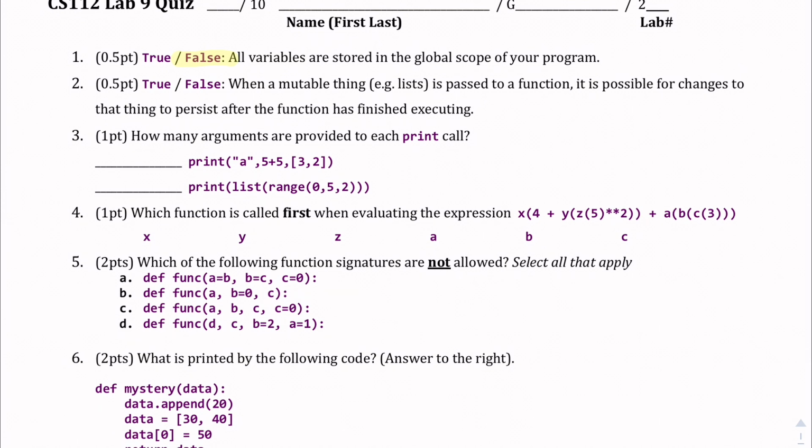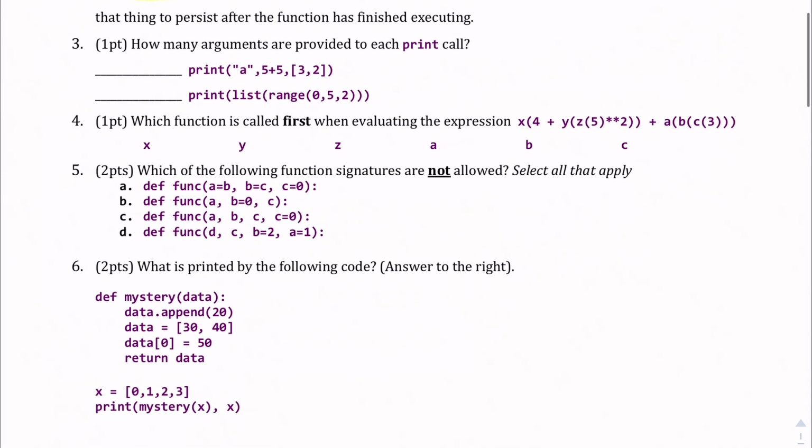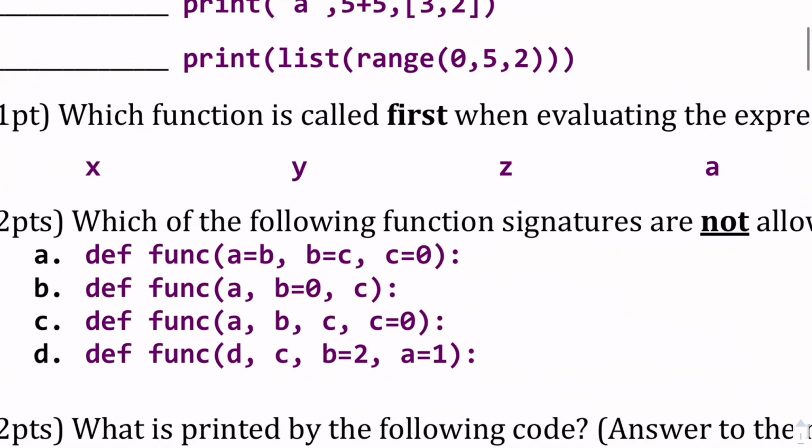Okay? When a mutable thing is passed to a function, it is possible for changes to that thing to persist after the function is finished executing. Yep, that's true. As we've seen a lot in class, anytime you give something like a list or a dictionary to a function, you're able to change that thing inside the function such that that change persists outside of that function being done.